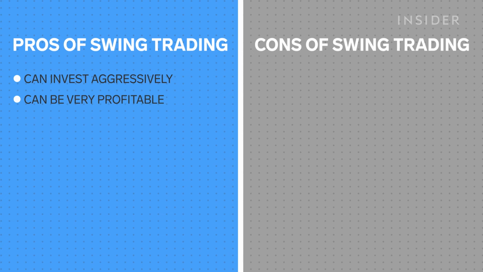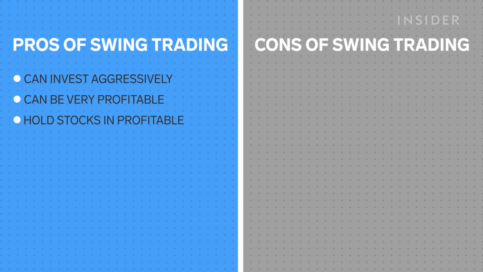Here are the pros. You can invest aggressively without dedicating too much time. When you buy a stock, you can decide how much you want it to gain or lose before you're ready to sell, then set stop loss orders for those amounts. You can hold on to a stock for a few days, weeks, or even months, so you don't have to monitor your stock throughout the day. It has the potential to be very profitable.